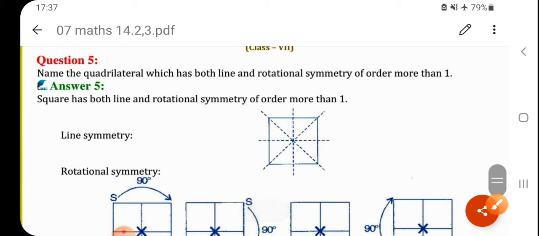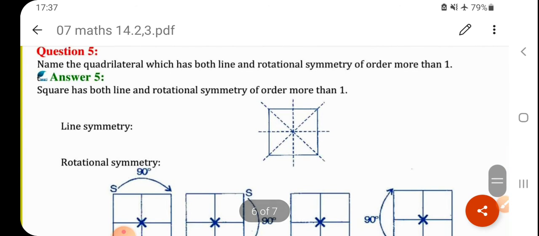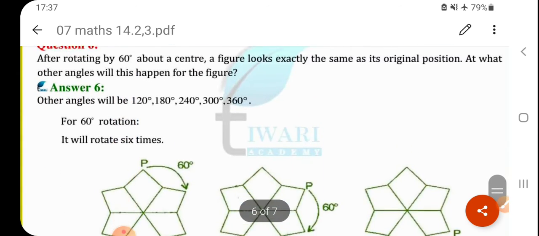Fifth question: name the quadrilateral which has both line and rotational symmetry of order more than 1. It's a square. Very simple.